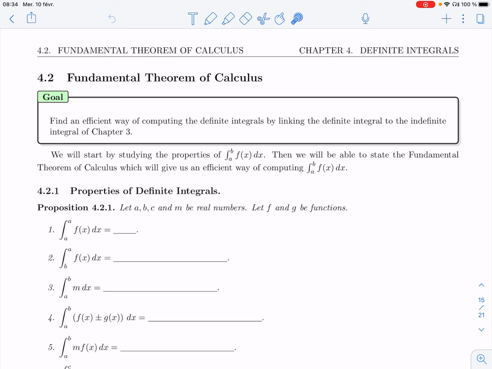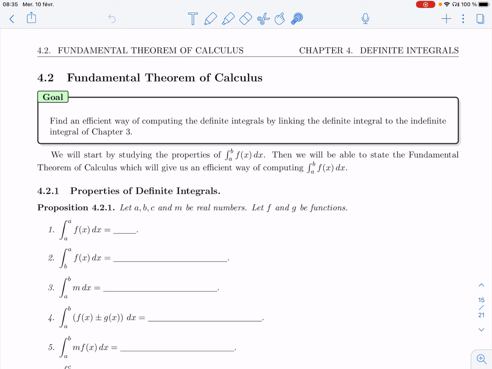All right, so to achieve this, we will start by studying the properties of the integral. Then we'll be able to state the fundamental theorem of calculus, which gives us an efficient way of computing the integral of f of x dx. So just to show you how efficient it is, I will recompute a problem that we did with Riemann sums. I'll compute it with the fundamental theorem, and you'll see it's going to be so much quicker. You'll like it. All right, so section 4.2.1, properties of definite integrals.